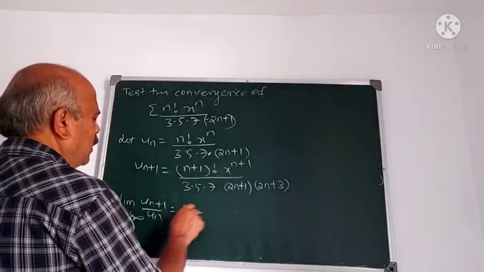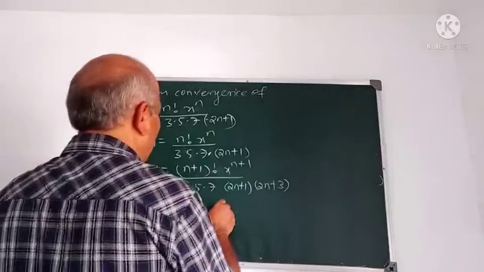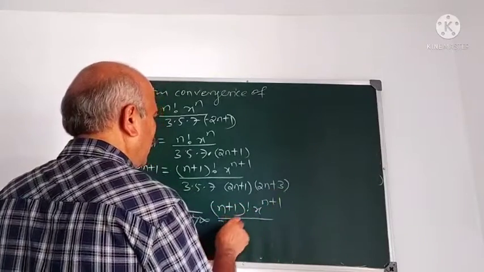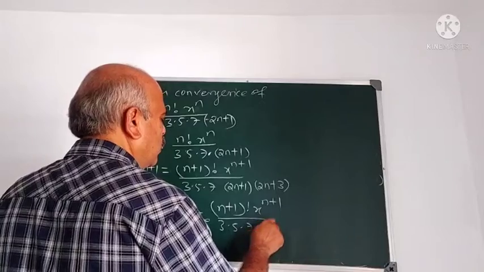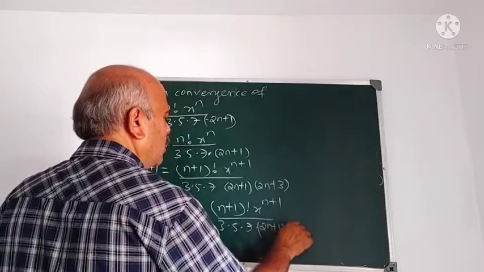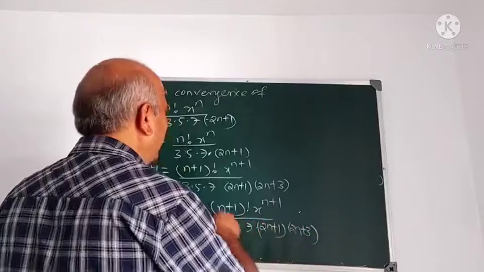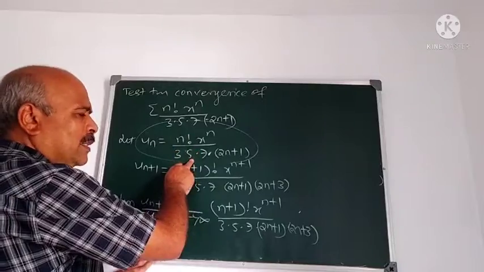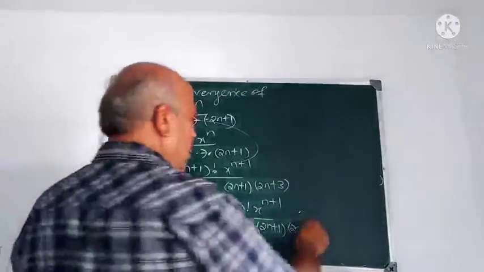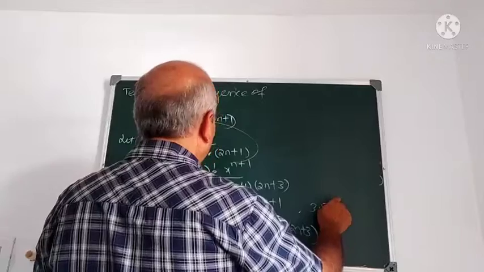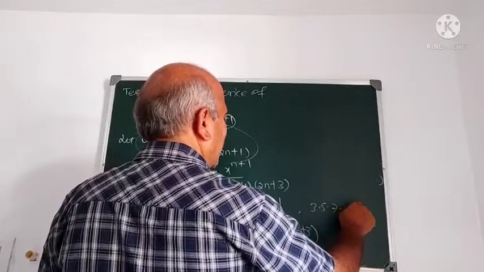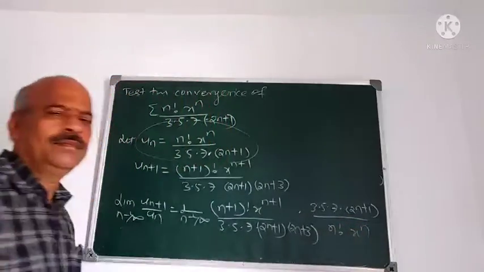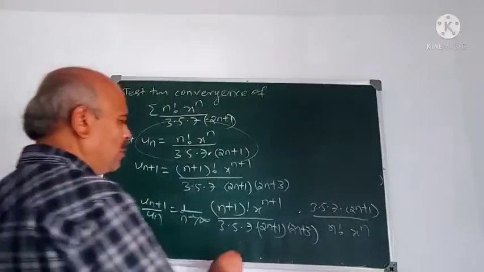Therefore, we have to calculate the limit of un plus 1 upon un as n tends to infinity. It is the limit of (n plus 1) factorial x raised to (n plus 1) over 3, 5, 7, etc. up to (2n plus 1) into (2n plus 3), divided by un. You have to multiply by the reciprocal, that is 1 upon un, which is 3, 5, 7 etc. up to (2n plus 1) divided by n factorial x raised to n. This is un plus 1 by un.